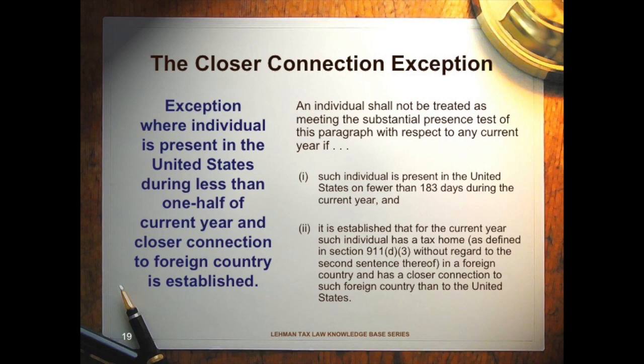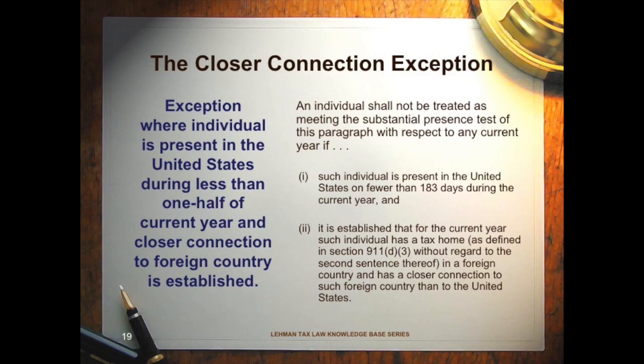The closer connection exception basically means that if you are here for 182 days and you still have your center of life in a foreign country, if you have your family there, if you have your business there, if you have your house there, you will have a closer connection to this foreign jurisdiction, and with that you'll be allowed to stay up until 182 days.